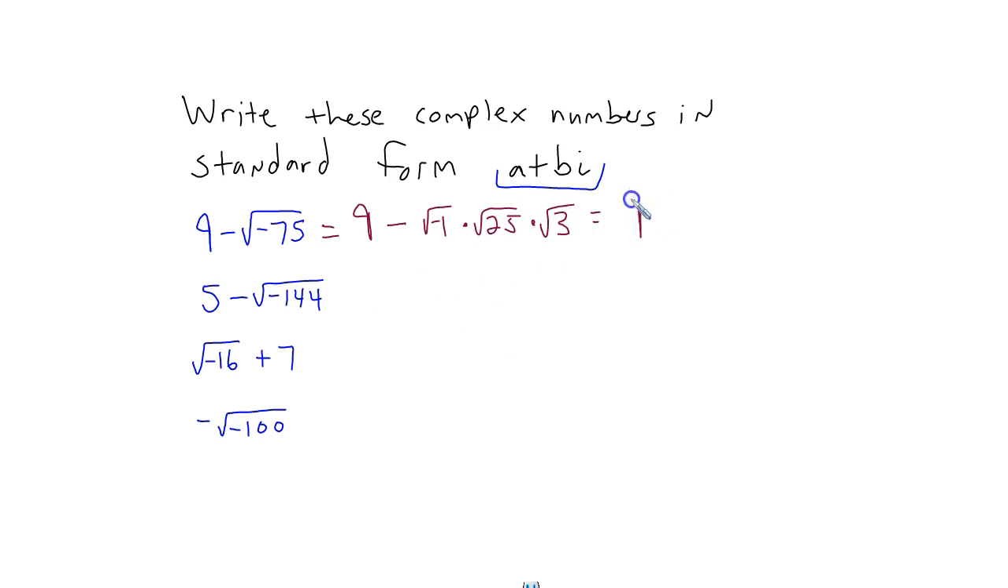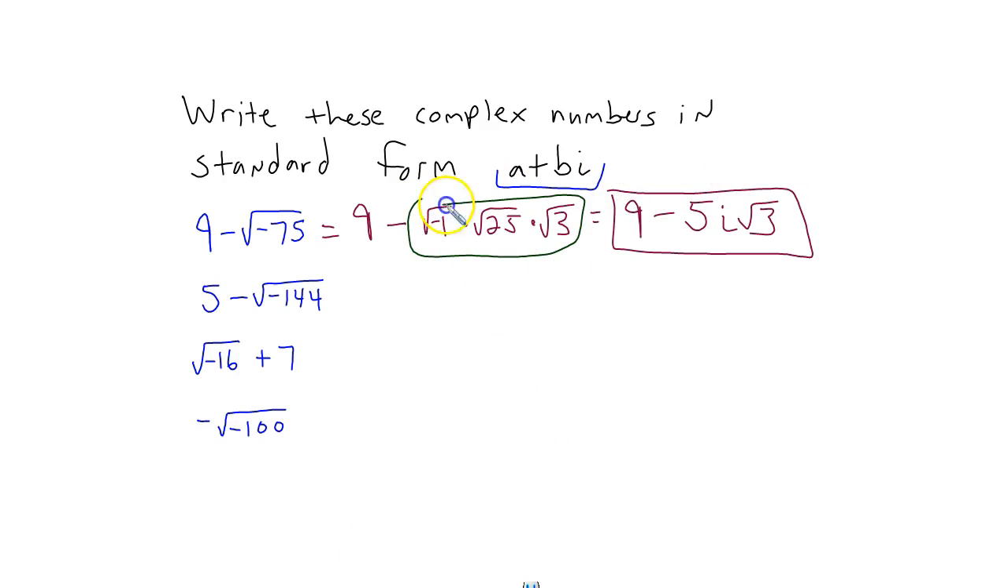All right, so that gives us 9 minus. Remember, we put the square root of 25 first as 5, then the imaginary part, and then the leftover part. So this would be our standard form right here: 9 minus 5i times the root of 3. All of this together helped us deal with the square root of negative 75.